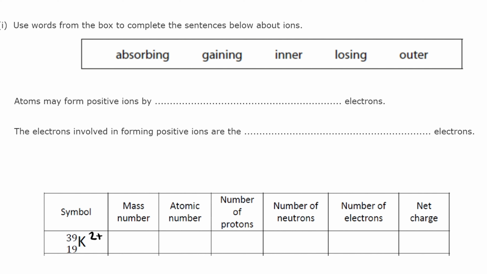Okay, let's have a little look at an exam style question. So, in this question, I have to use the words from the box to complete the sentences. Atoms may form positive ions by losing electrons, by losing that negative charge and those negative worries. The electrons involved in forming positive ions are my outer electrons. The outer electrons absorb the electromagnetic radiation and then they can escape the atom.